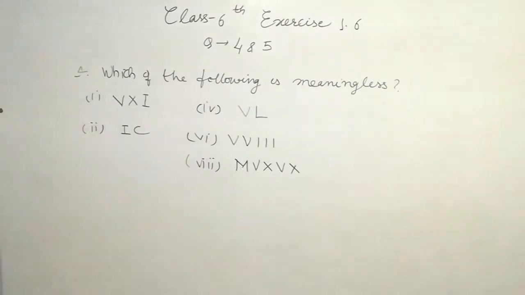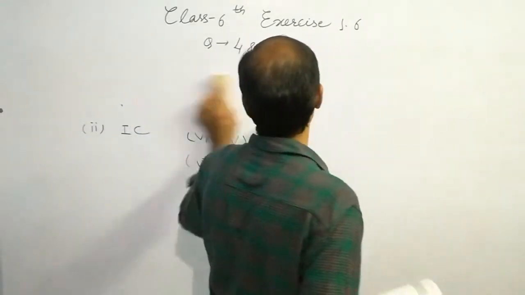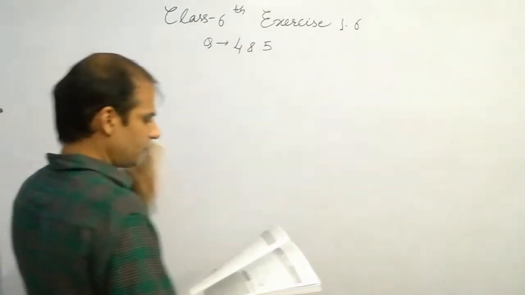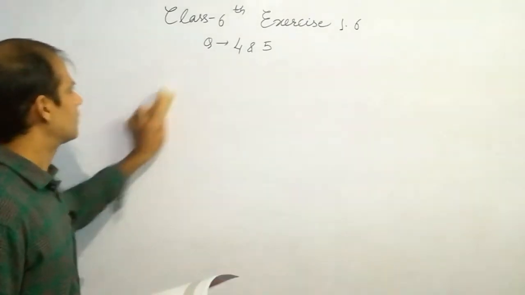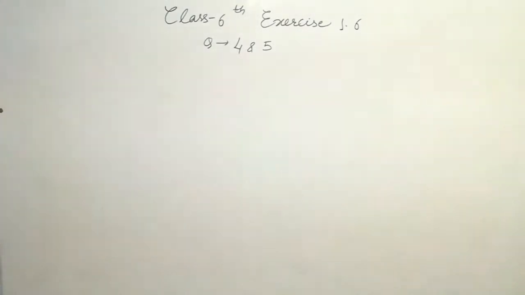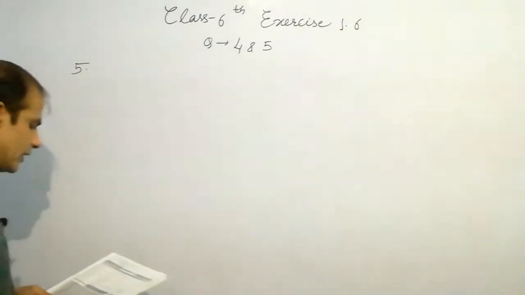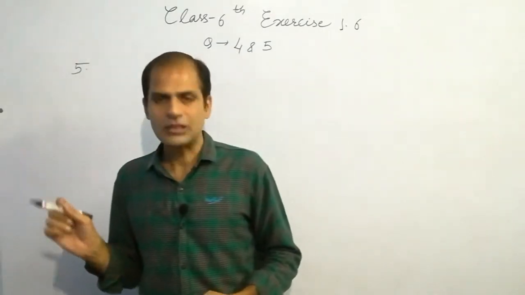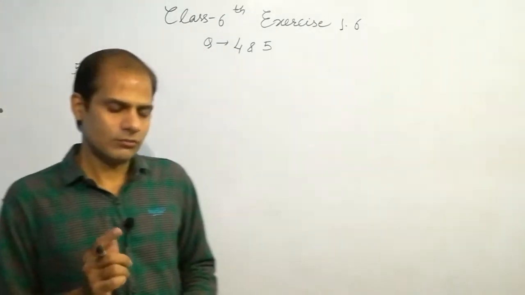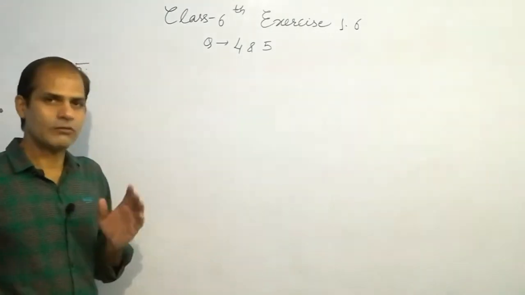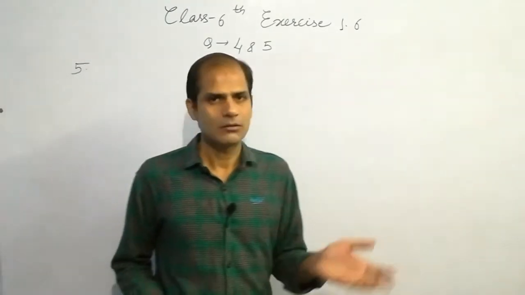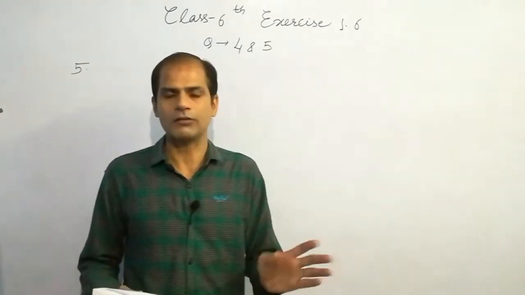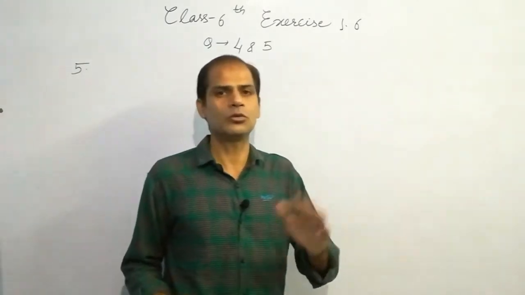Note it down. I am going to solve 5th question. It is the last question of exercise 1.6. So 5th question is, give the answer for each of the following in Roman numerals. Listen, there are 6 parts. So when you solve these questions, you have to convert Roman numerals into Hindu Arabic, perform the addition or whatever, then convert again into Roman numeral.